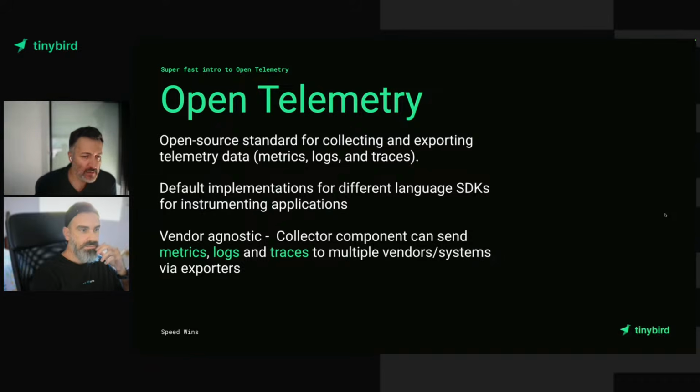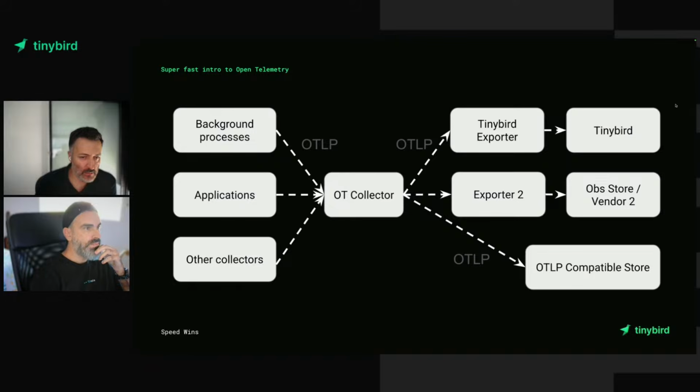If you go to the next one, there's a very simple diagram of how this could look. There's a component called the collector, which is a binary that runs on a machine, and it's the one collecting all of these metrics, logs, or traces from either background processes that are monitoring a machine, for instance, or applications that you instrument and want to track to see how they behave, and potentially from other collectors that are forwarding data on to the OpenTelemetry collector. It does this in a format called OTLP, the OpenTelemetry protocol.